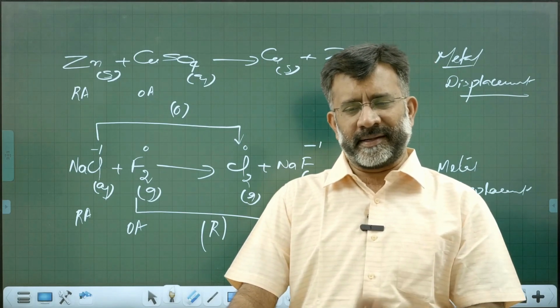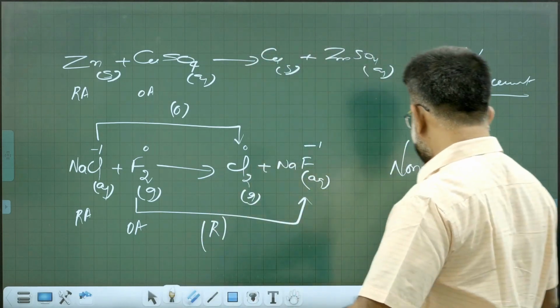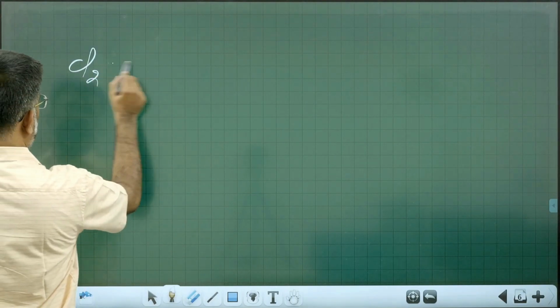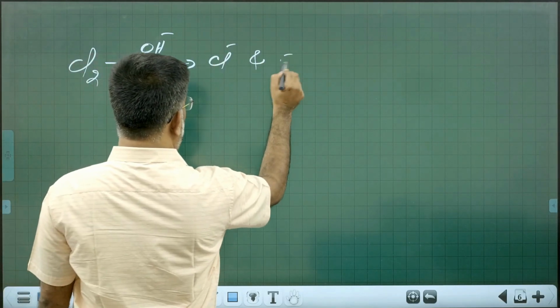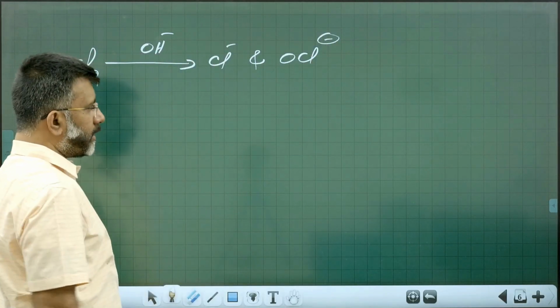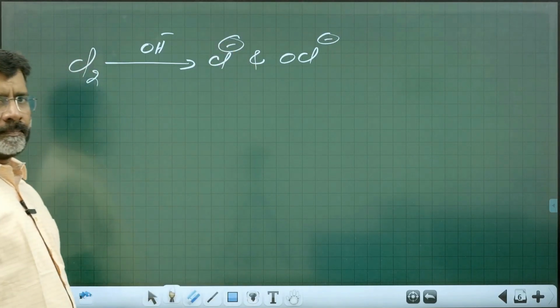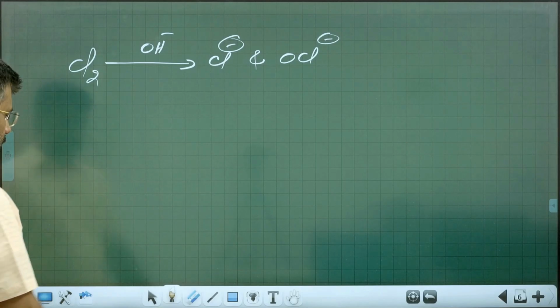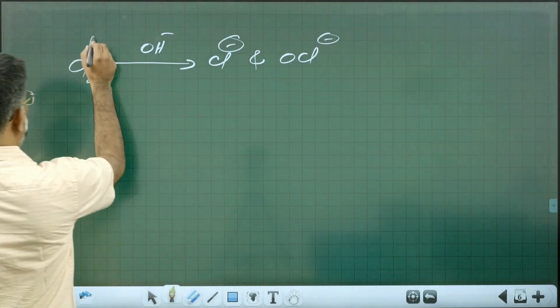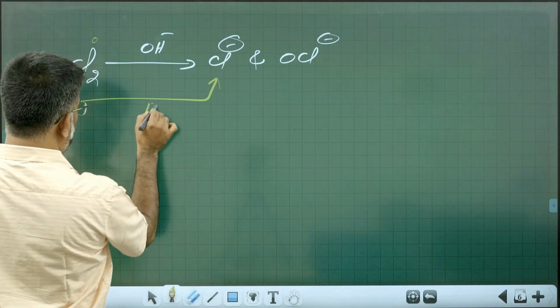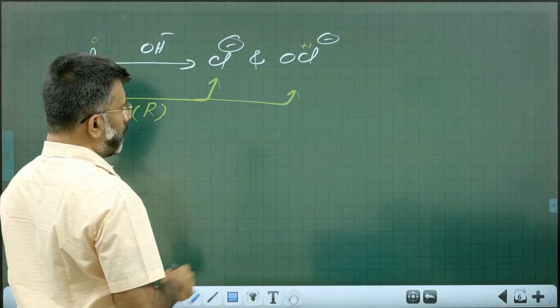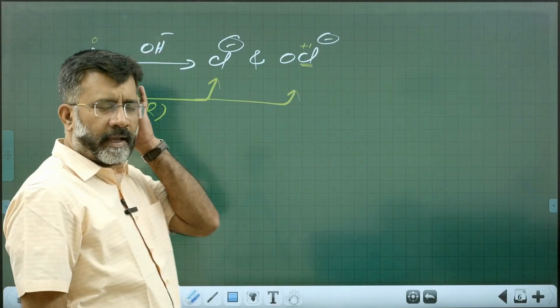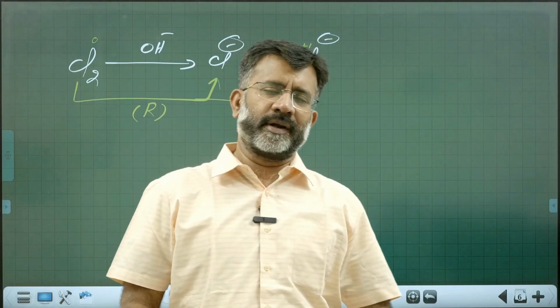Not over. Another typical example of a redox reaction, which all of you know, is where Cl2 taken in alkaline solution gives Cl minus and OCl minus. You get a chloride and hypochlorite. And see what is happening here. Chlorine 0 is reduced to chloride. Simultaneously, it is oxidized to hypochlorite. In hypochlorite, OCl minus, chlorine is in the +1 state.